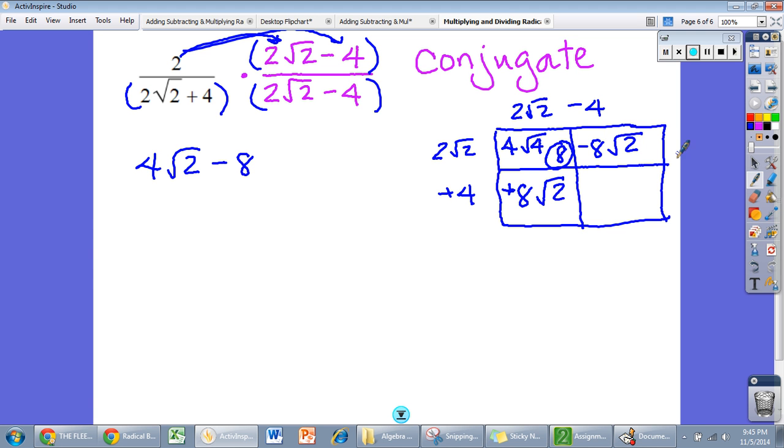And you can see we got a negative 8 square root of 2, a positive 8 square root of 2. Those are going to cancel out. They're going to equal 0. And then positive 4 times a negative 4 is a negative 16. So what do we have? We have 8 minus 16. 8 minus 16 is a negative 8.